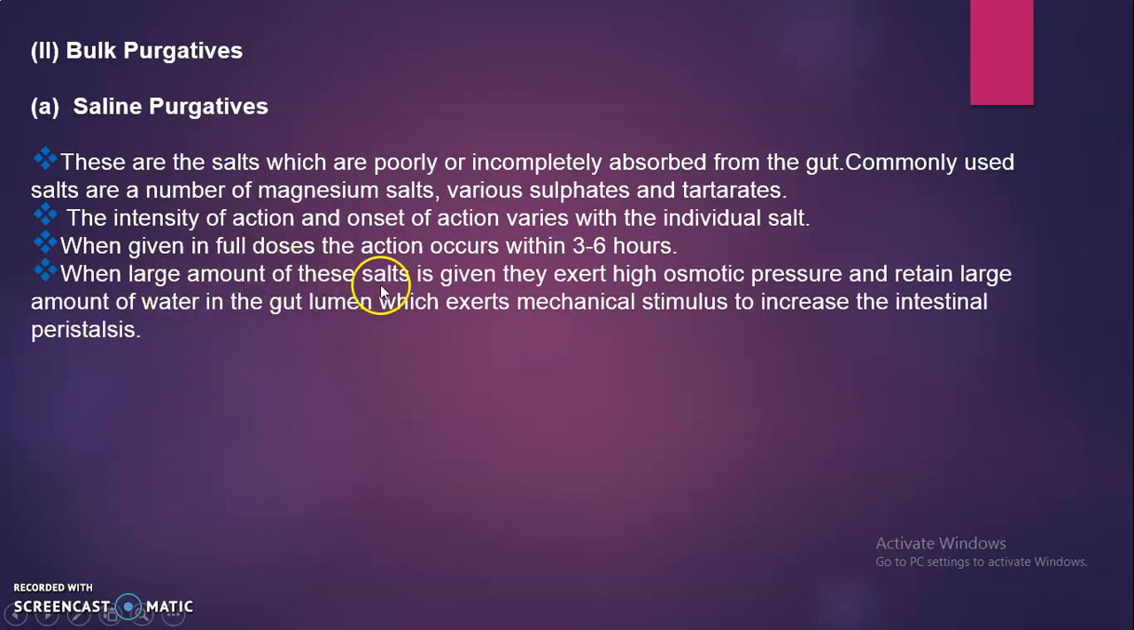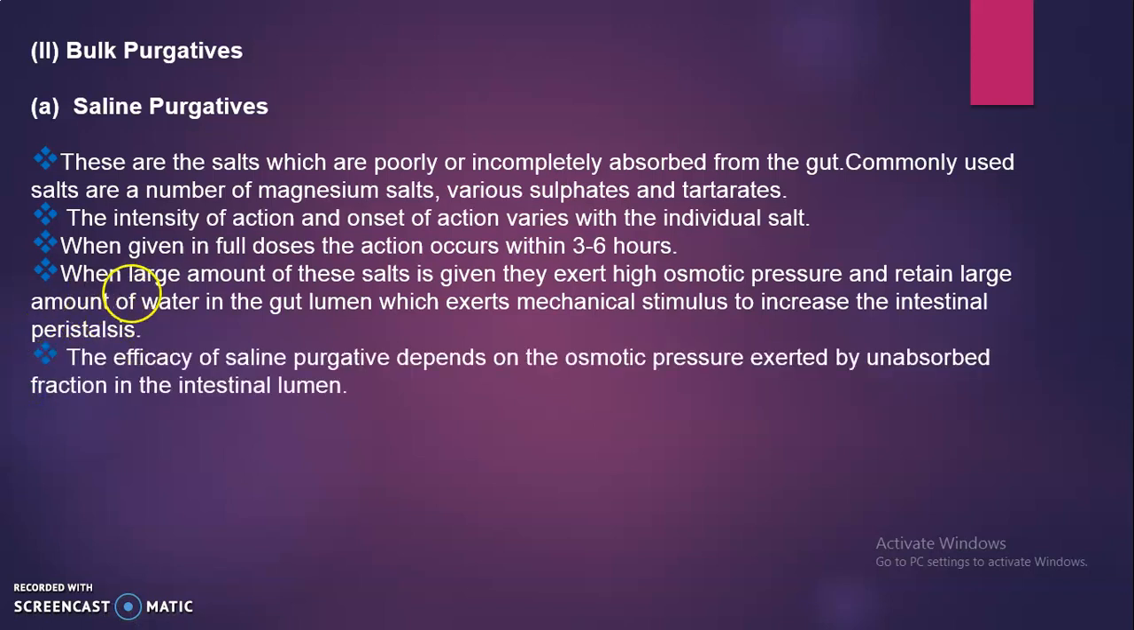Then when a large amount of these salts is given, they exert high osmotic pressure and retain a large amount of water in the gut lumen, which exerts a mechanical stimulus to increase intestinal peristalsis, and that's why diarrhea or this purgative action can occur. The efficiency of a saline purgative depends on the osmotic pressure exerted by the unabsorbed fraction in the intestinal lumen.